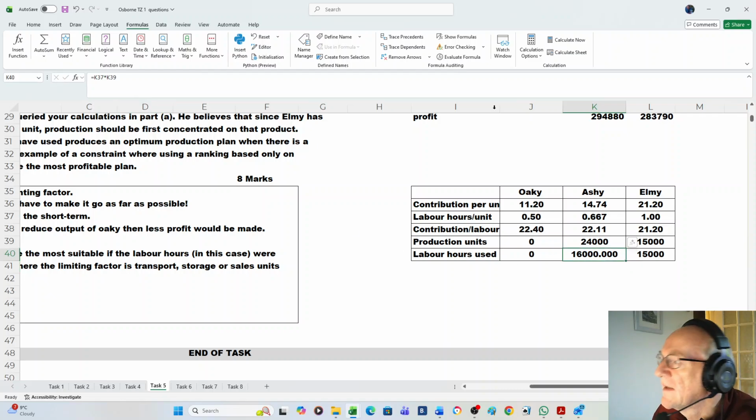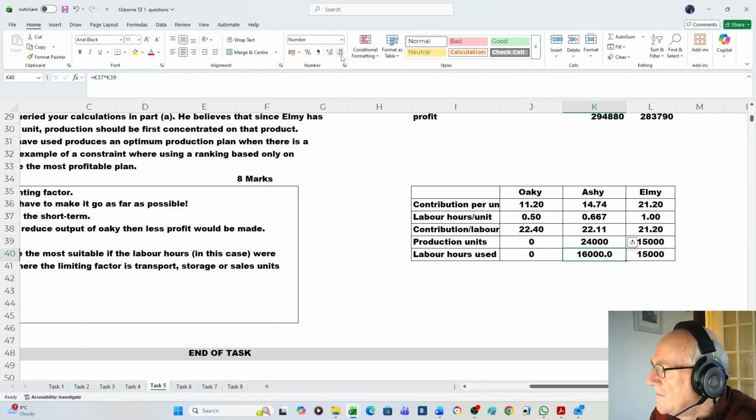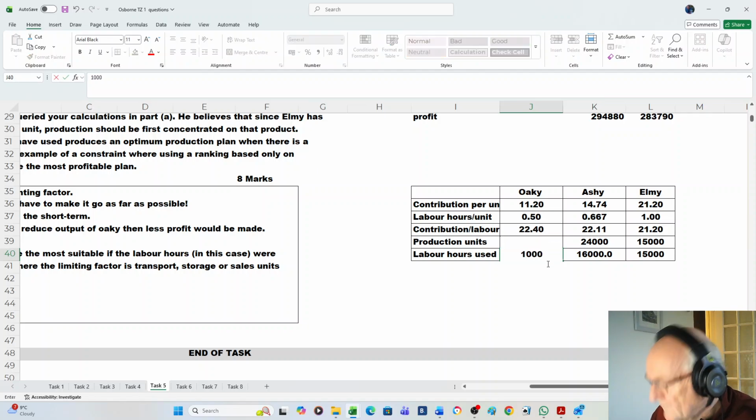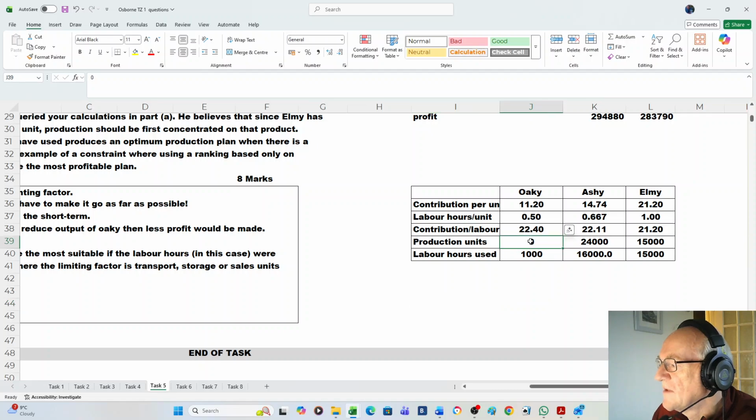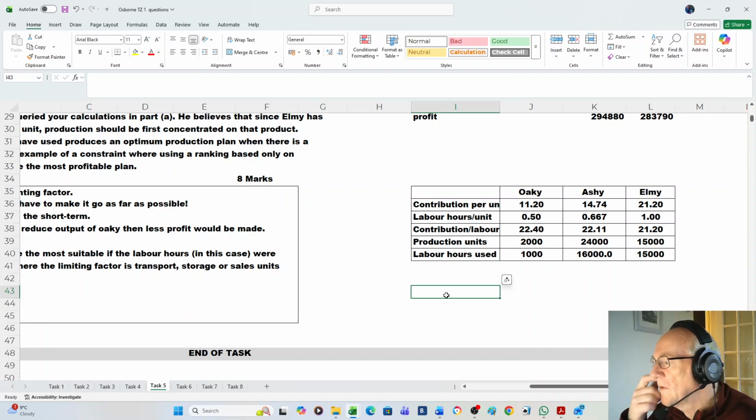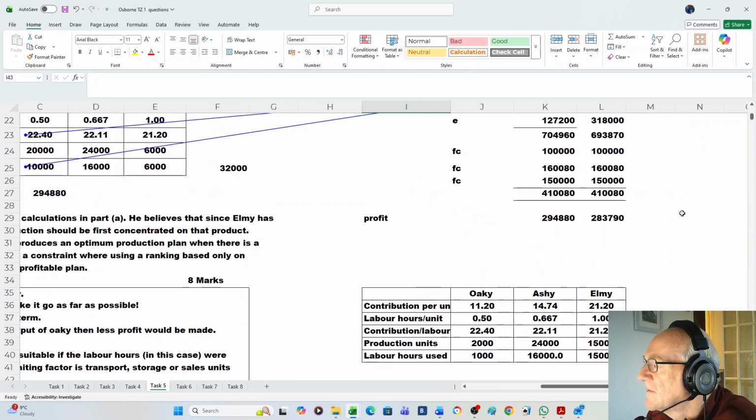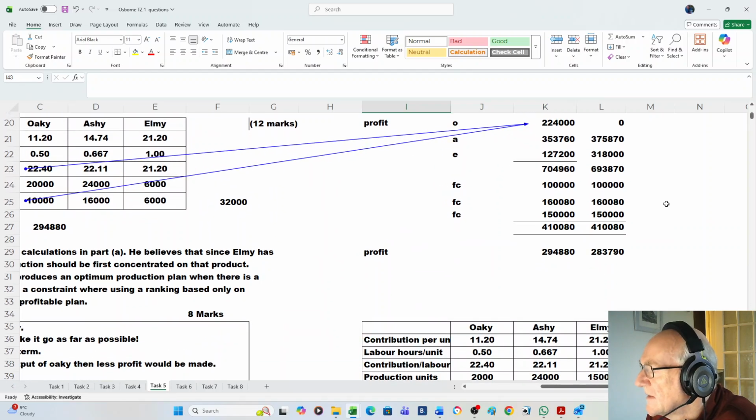16,000 hours, okay. 16,000, so actually we've got 1,000 hours, which means we could actually make 2,000 production units. So actually we could then redraft my numbers. I'll just check these ones. I haven't got it right, obviously.